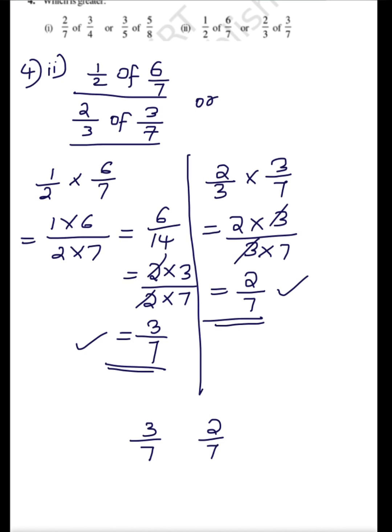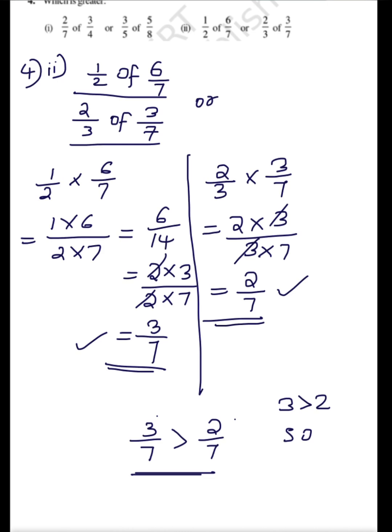So here the case is different. What is the case here? You can see that denominators are the same here. Okay, denominators are 7 for both. Okay, so in these cases the number with the greater numerator will be the greater number. Okay, so here 3 is greater than 2. Is it? Here 3 is greater than 2. So you can tell that 3 by 7 will be greater than 2 by 7.